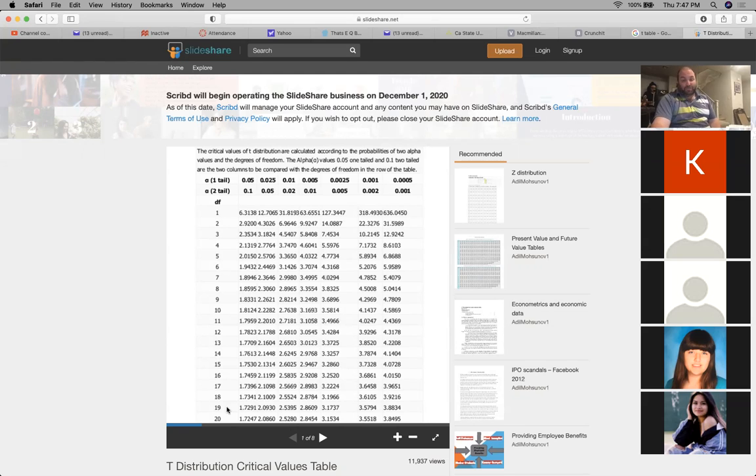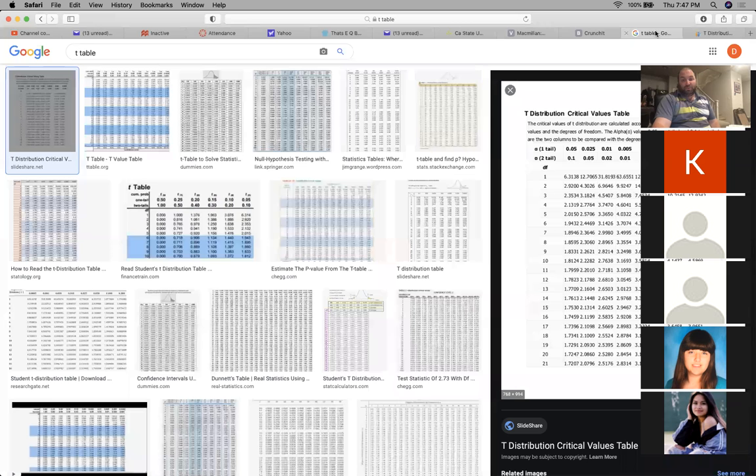Anyways, so degrees of freedom, 19. And actually here, we want a 2-tail 5% or 1-tail 2.5%. And here we go, 2.0930, which was the same.